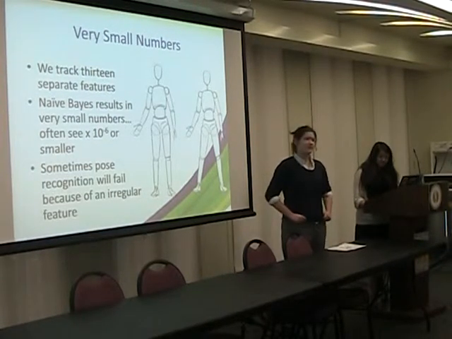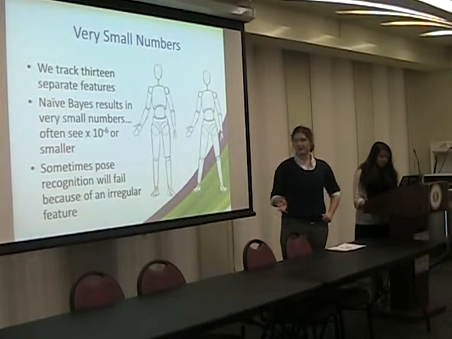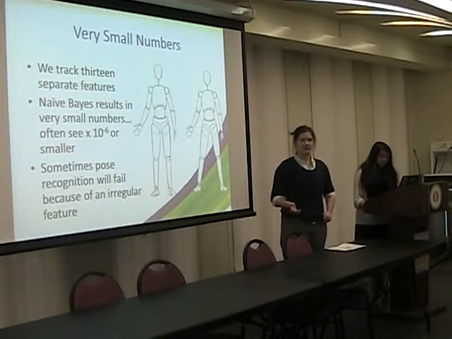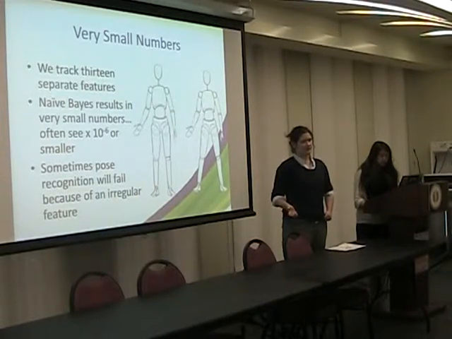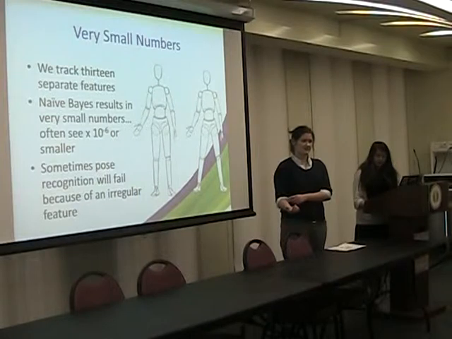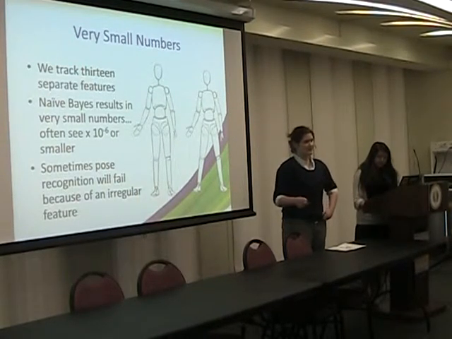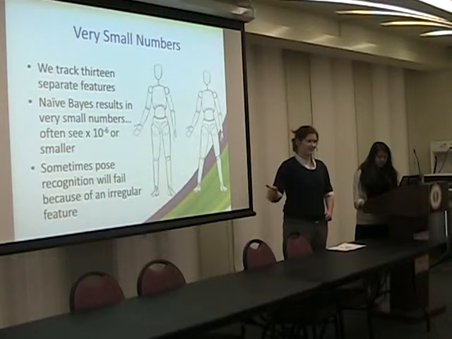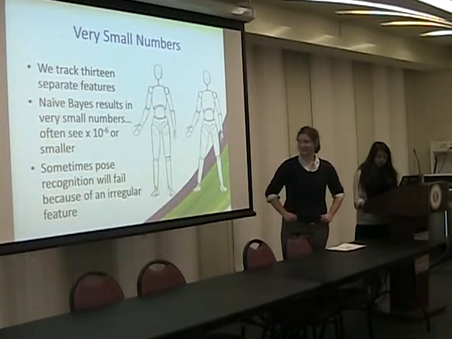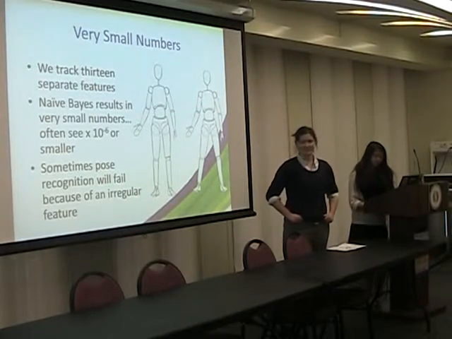Because we're multiplying probabilities together, we get very, very small numbers in the end. In my system, we track 13 separate features. So even if you have a 90% chance that one feature is your given feature, you're multiplying 0.9 to the 13th. So we get numbers that are millions of fractions, basically.